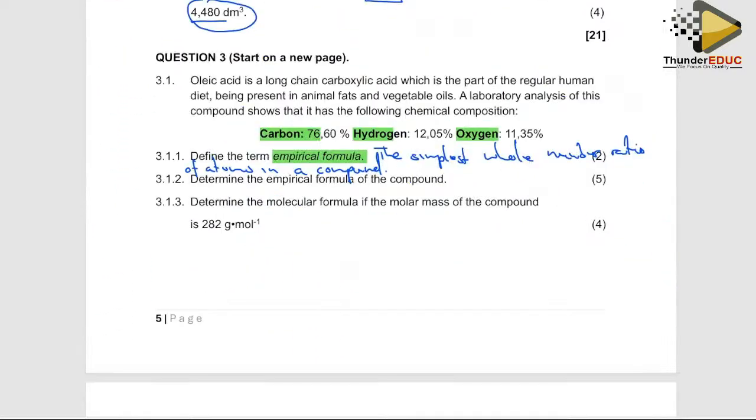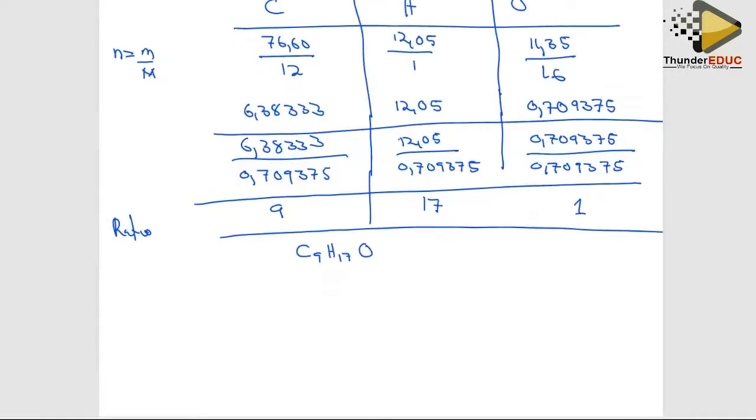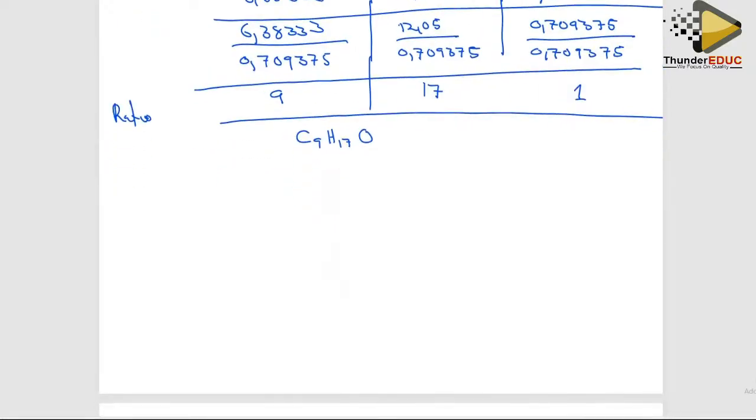Then to proceed to question 3.13 there, it says determine the molecular formula if the molar mass of the compound is 282 grams, right? So we're given that it is 282 grams. So it means what I'm going to do there is to calculate the molar mass of this that I'm given there. So I'm going to say 3.13 there, right? Let me underline that there.